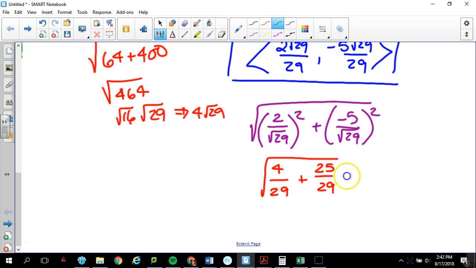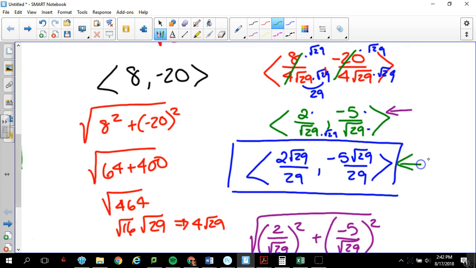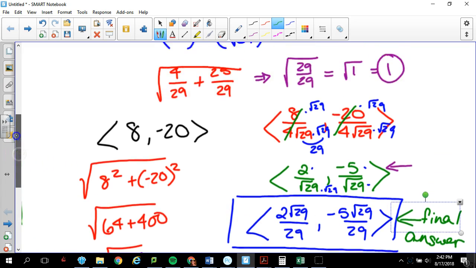Once I add these all together, I'm going to get 29 over 29, which is going to simplify to square root 1, which is 1. So this right here is my final answer. Okay? You do not have to check it. Like I said, it's just a good idea. It's a good habit to get into so that you make sure that you have the right answer. All right.